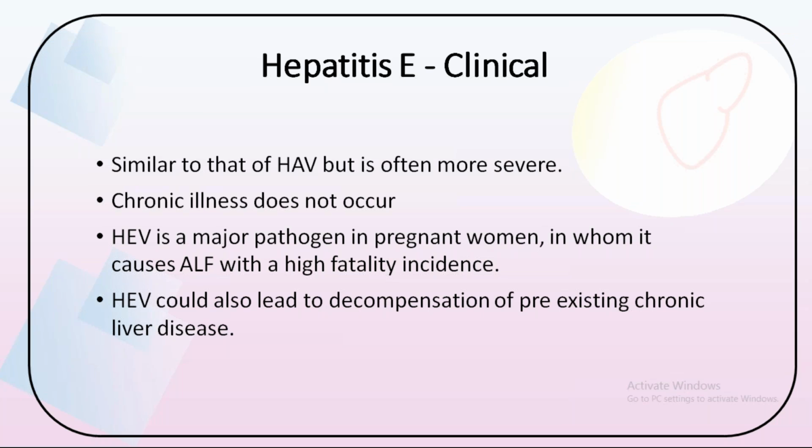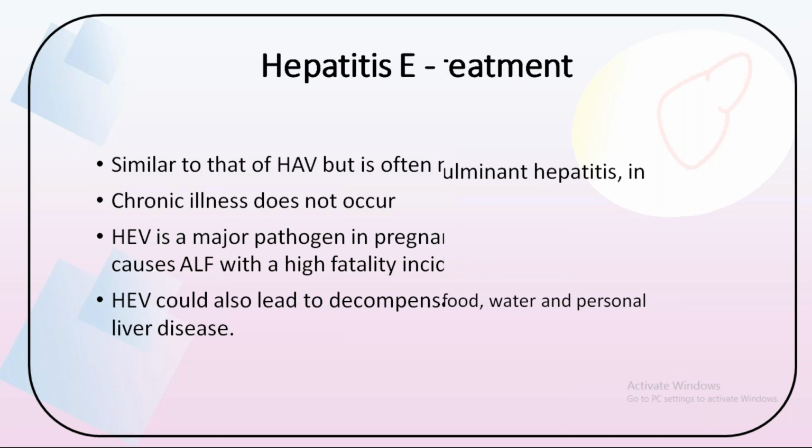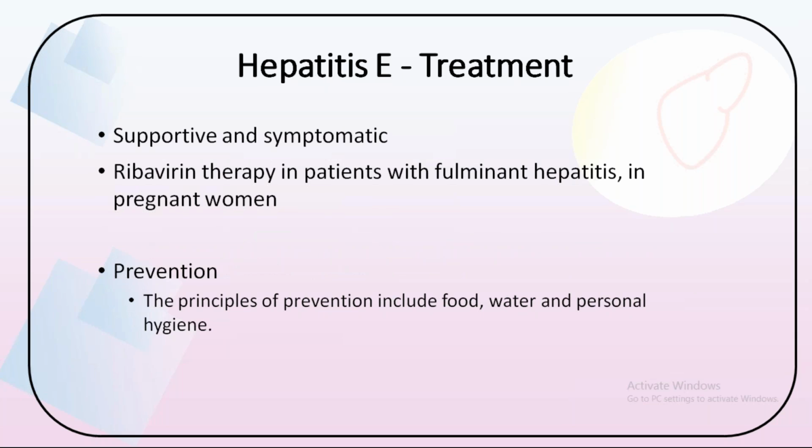Hepatitis E can also lead to decompensation of pre-existing chronic liver disease. Suppose somebody has chronic liver disease, cirrhosis, or some other reason, whatever it is, in such patients, if hepatitis E infection happens, the mortality or the severity is very, very bad. Treatment is symptomatic and supportive. Ribavirin therapy in patients with fulminant hepatitis and pregnant women has been suggested.